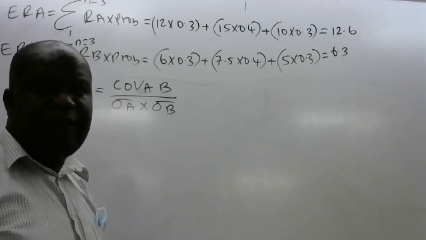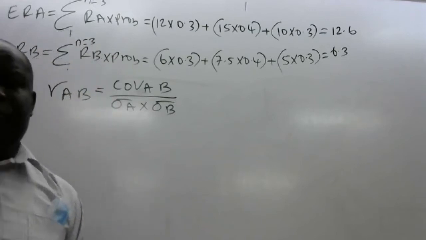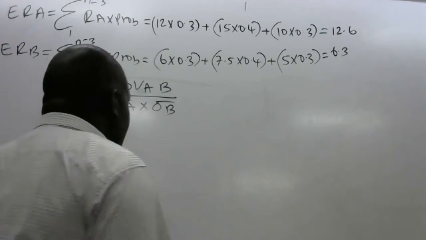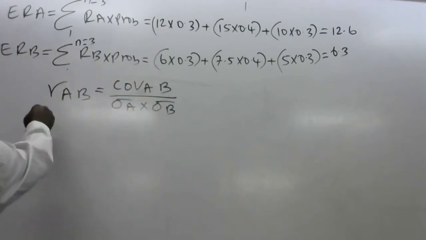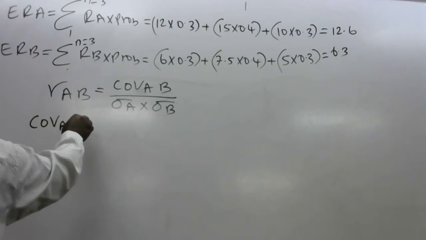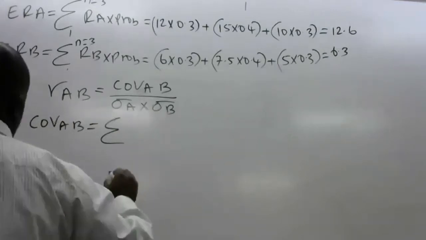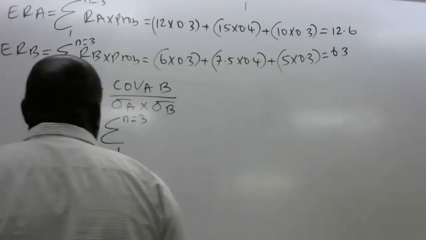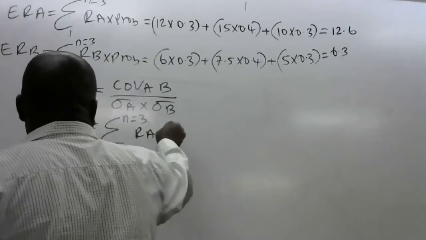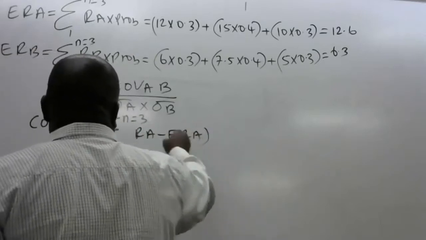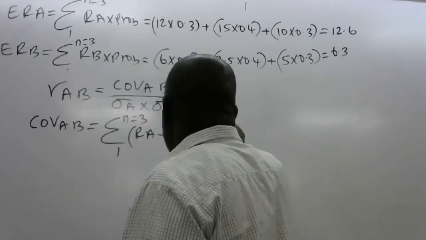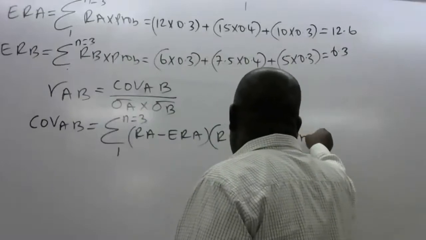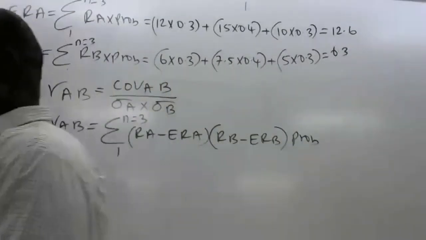So we already have the standard deviation for A. Also, we have the standard deviation for B. So what we are lacking there is the covariance between A and B. So covariance between A and B will be the summation from the first observation to the last. There are 3 of them. So take the return for A minus expected return for A, then return for B minus expected return for B, then multiply by the probability at that point.